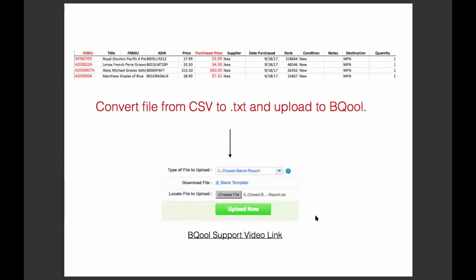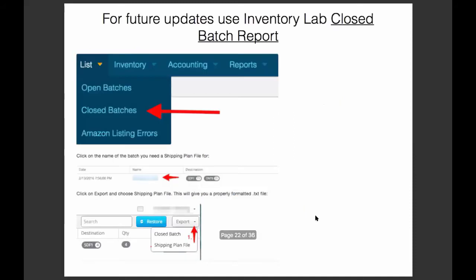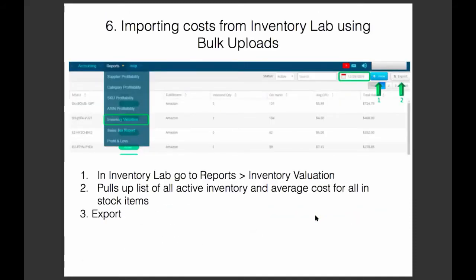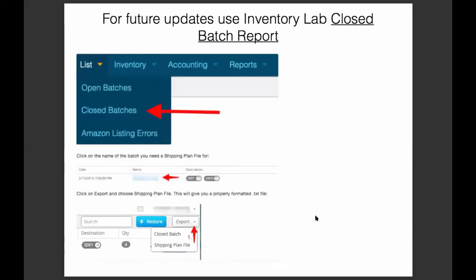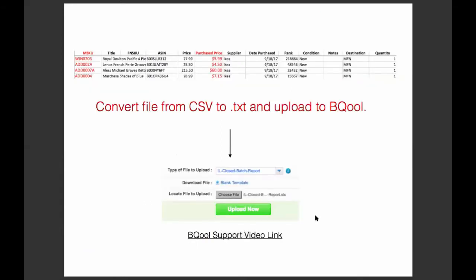If you're wondering why we're doing both: the first one, where you're exporting the entire thing, is for when you first get BQool set up. Then as you're adding new SKUs, especially if you're doing retail arbitrage, you'll use the closed batch to add the new SKUs, so you're not constantly uploading your entire database. You just upload the batches of the things you're adding. Yes, exactly right.